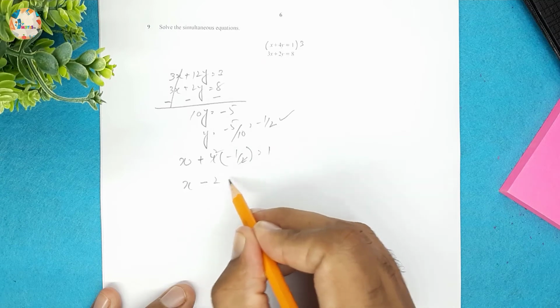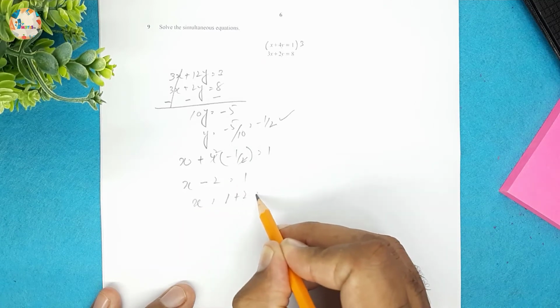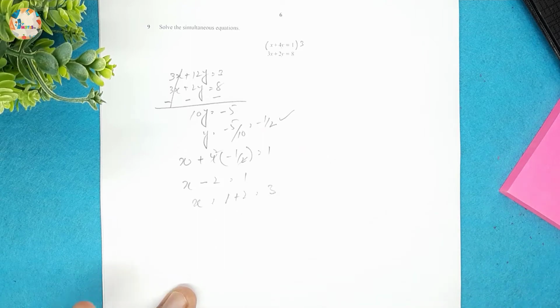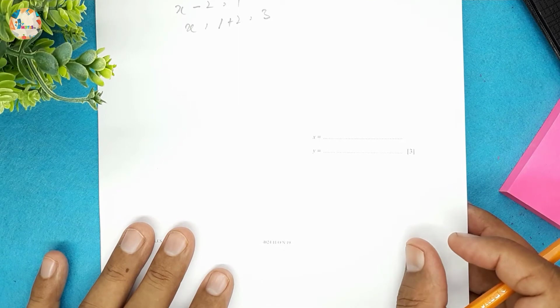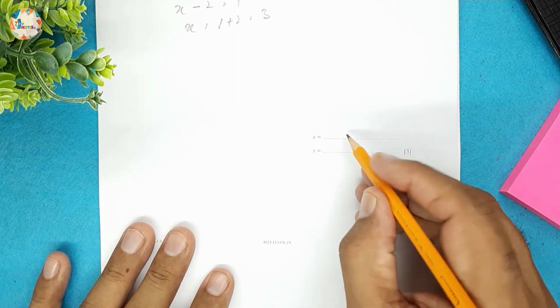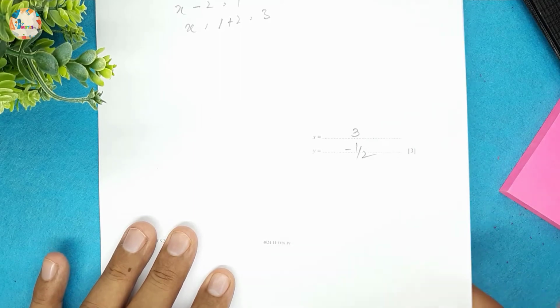So x minus 2 is equal to 1. So x is equal to 1 plus 2, which is equal to 3. So the x value is 3 and the y value is minus 1 by 2. So 3 and minus 1 by 2 will be our final answer for this.